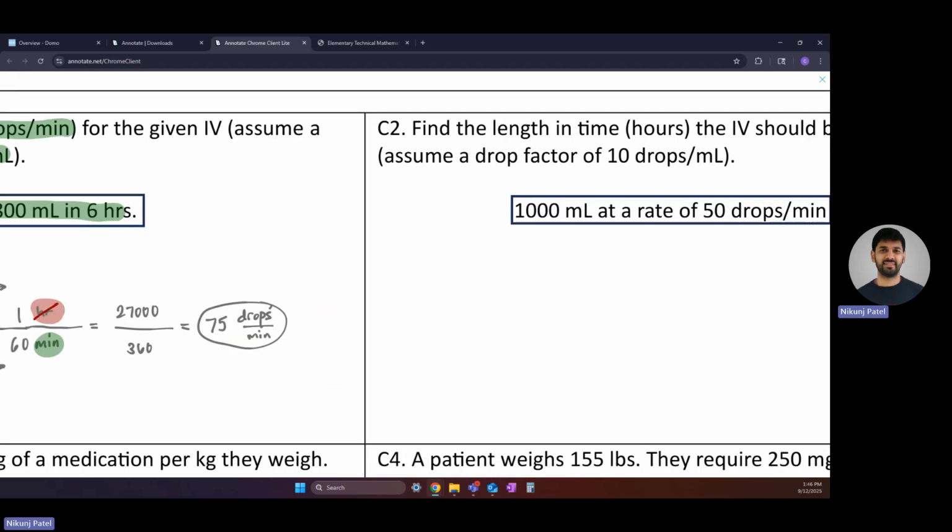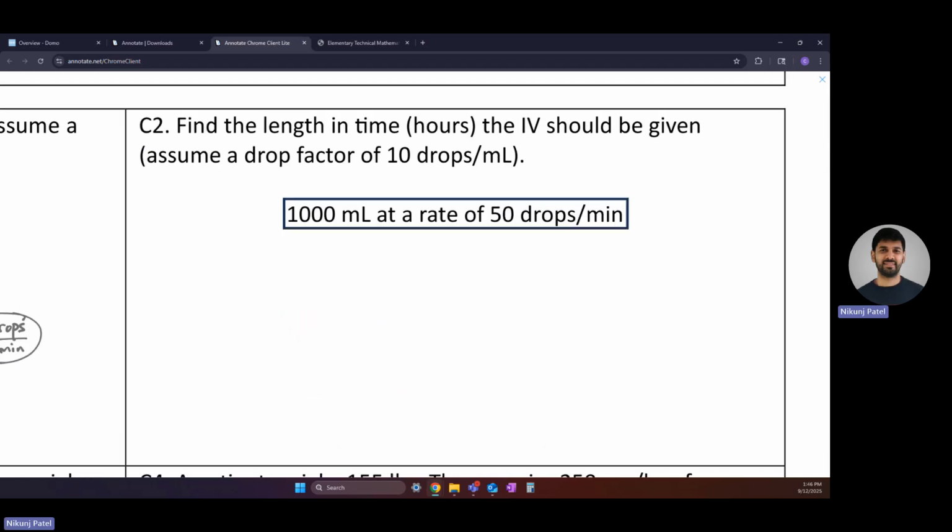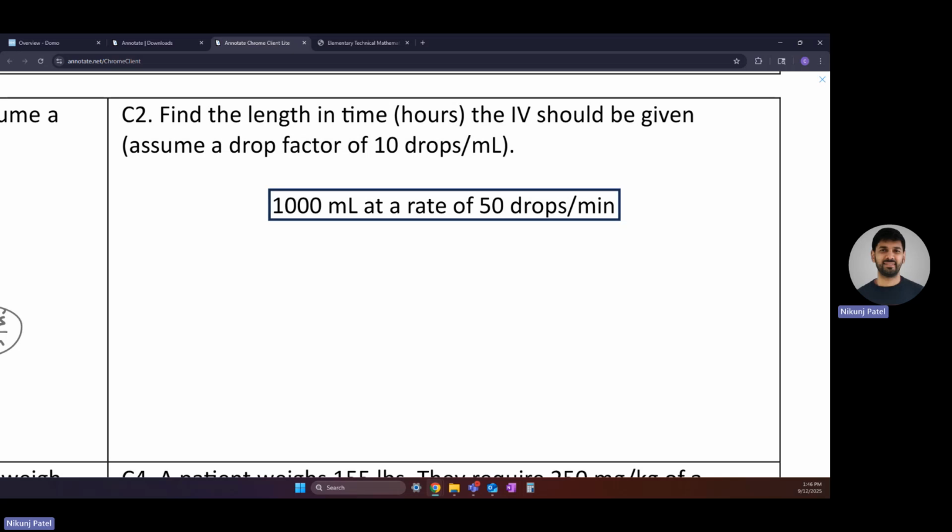Let's try another example. C2 is also a situation that involves an IV. It's asking find the length and time instead. So our answer is going to be in hours at the very end. We have a drop factor this time of 10 drops per milliliter. So 10 drops equals 1 milliliter.